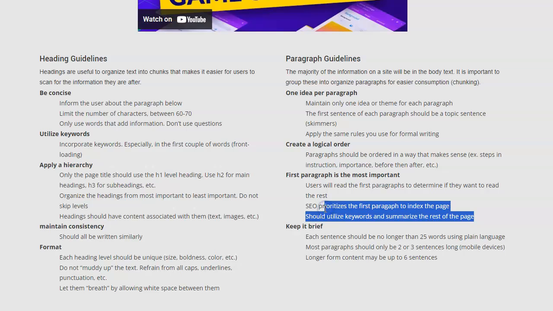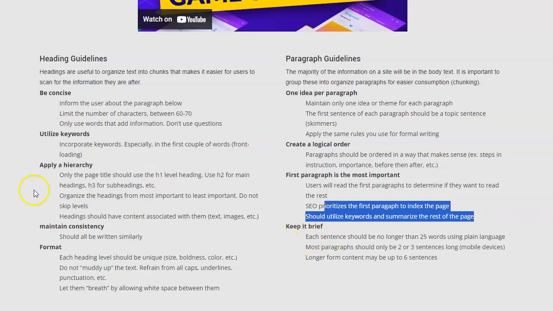This would be for the whole page, though. So kind of the same idea. Generally speaking, it's the same as it was with the headlines. Keep it brief. Each sentence shouldn't be more than 25 words, and you want to use plain language. There's a couple of reasons for that. One reason why you want to use plain language is that, for one, it's a lot easier to read.